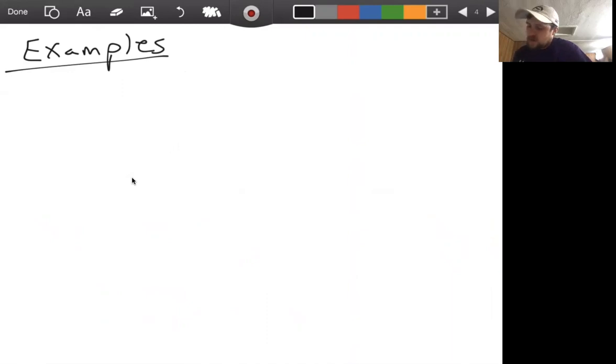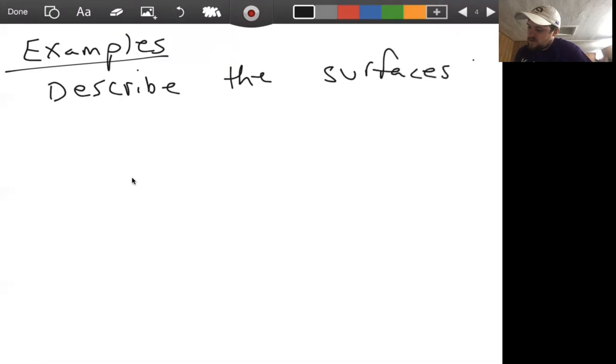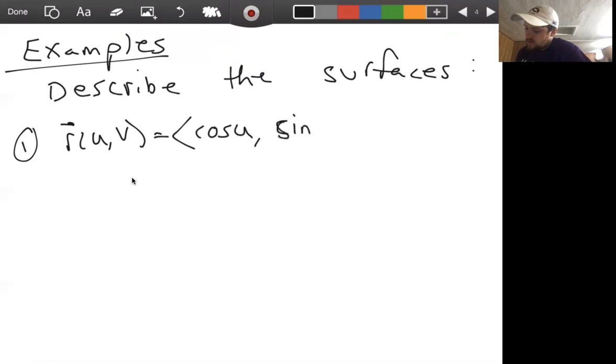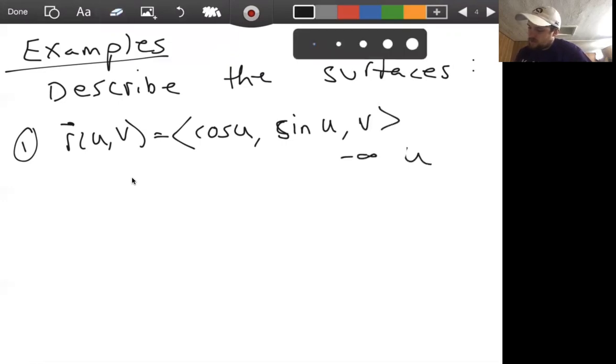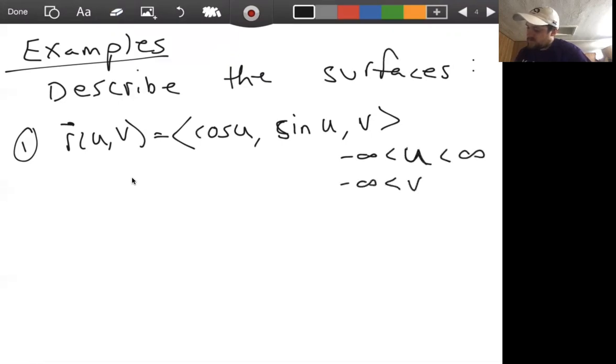So let's describe the following surfaces. Okay, so one, let's describe a surface that's given by the parameterization r of u, v equals cosine u, sine u, and v for u between negative infinity and infinity, and v between negative infinity and infinity.